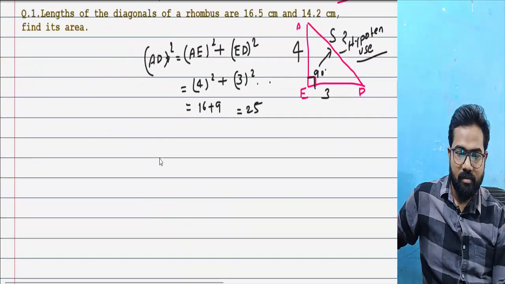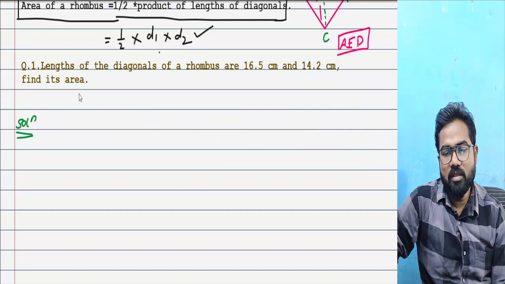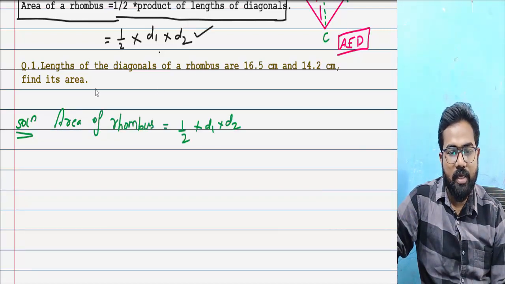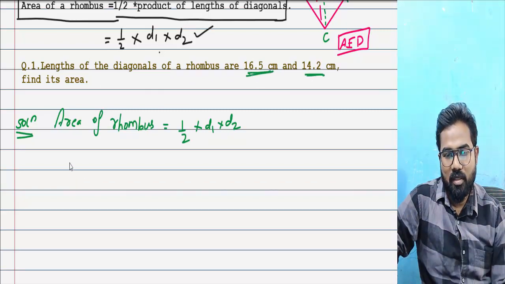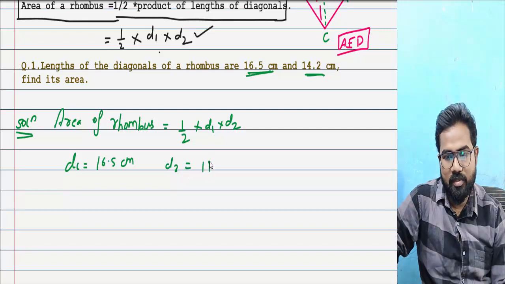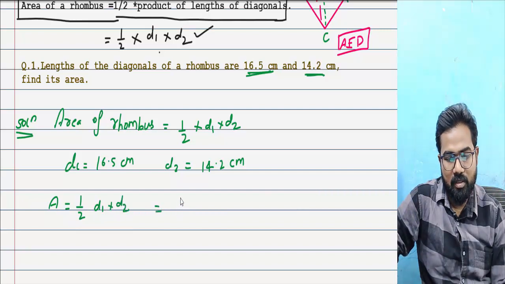So class, let us solve some questions based on this. Length of diagonals of a rhombus are 16.5 centimeter and 14.2 centimeter. Find its area. Length of diagonals of a rhombus are given as d1 and d2. So let us consider d1 equals 16.5 centimeter and d2 equals 14.2 centimeter. We need to find out the area. So area is given by half into d1 multiplied by d2.